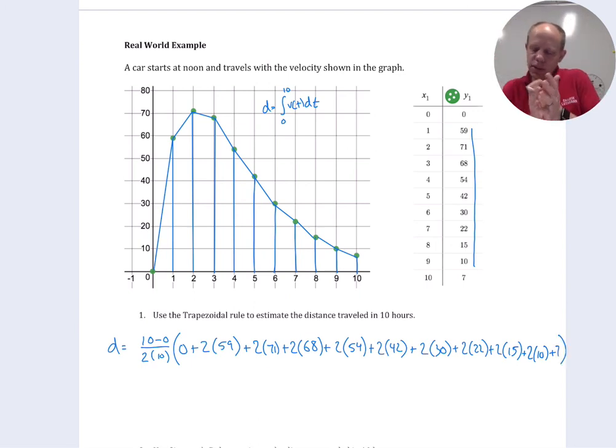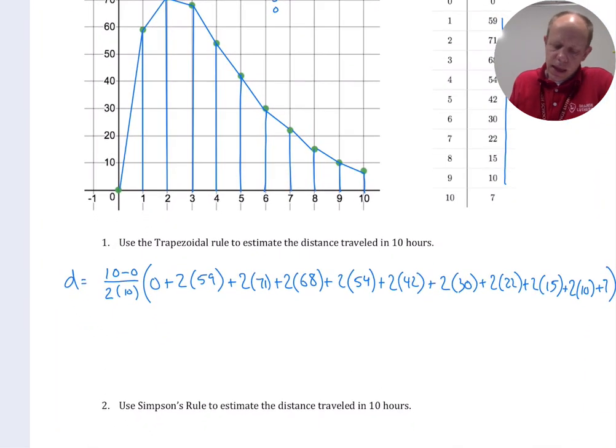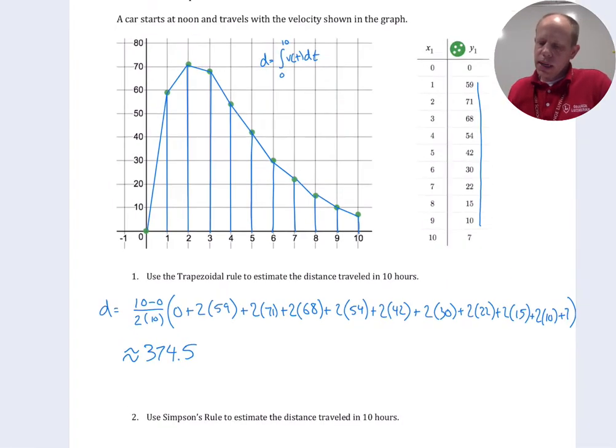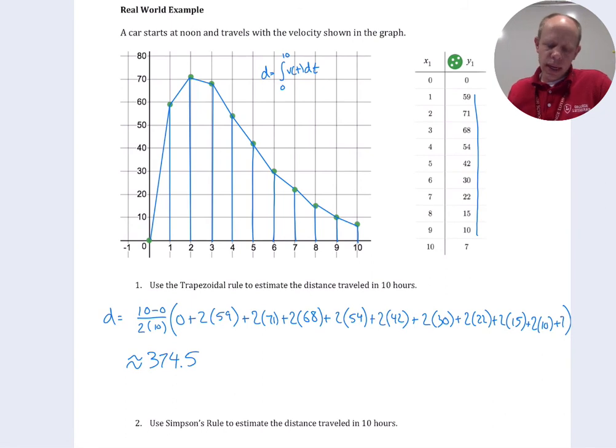All right, so now this just becomes a big calculator problem again. And what it ends up being is 374.5. And since this was miles per hour, when you integrate the miles per hour, you actually get miles. So we're going to approximate that this car drove 374.5 miles on this trip.